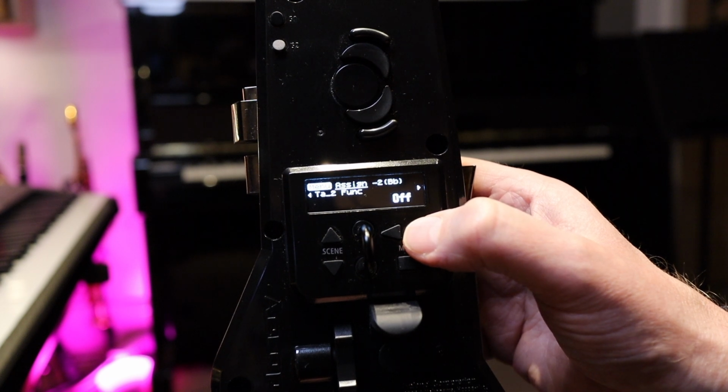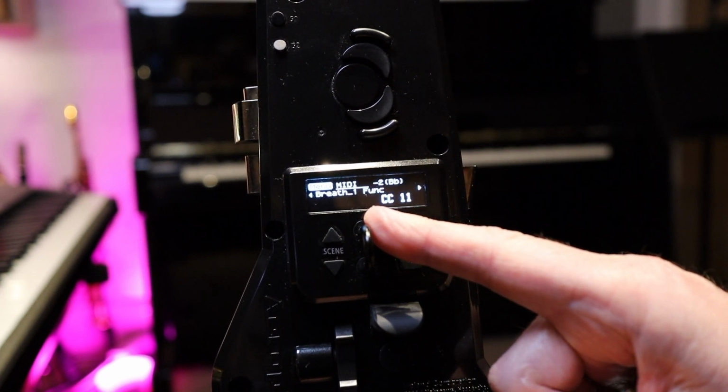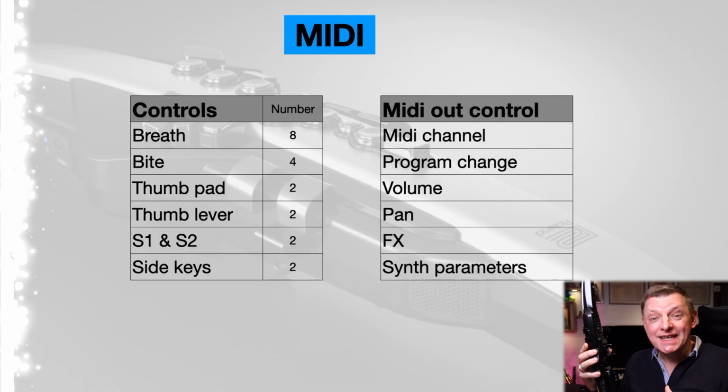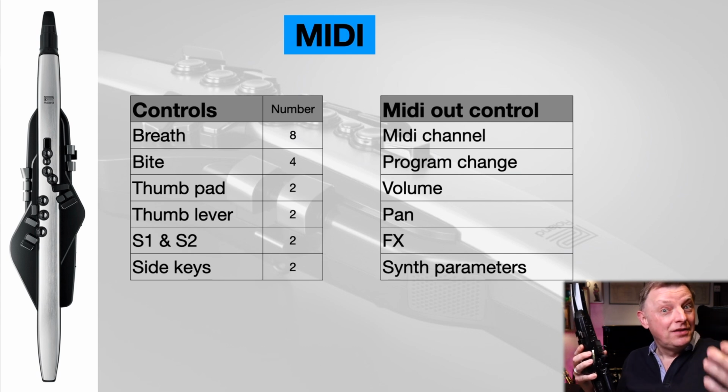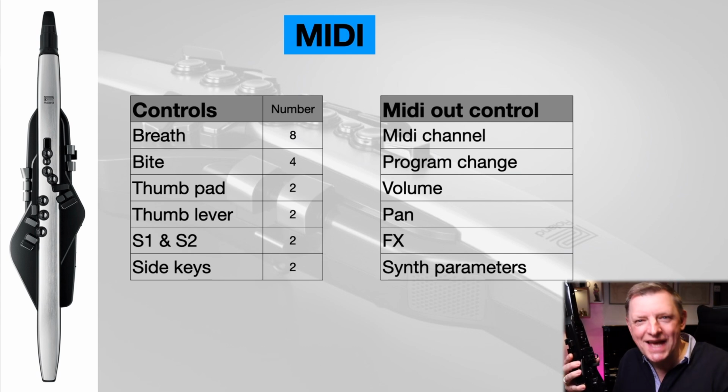Now we're not done quite yet, I'm afraid, because there is another set of settings. Now we're looking at MIDI settings. You go all the way to the end of the menu on the Aerophone Pro, you'll get to a set called MIDI settings. You'll see some of the same things again. Breath settings, bite settings, thumb pad, thumb lever, S1, S2. Again, we've got those. But this is for something different. This is for sending out information to an external synthesizer or a computer or an iPad.